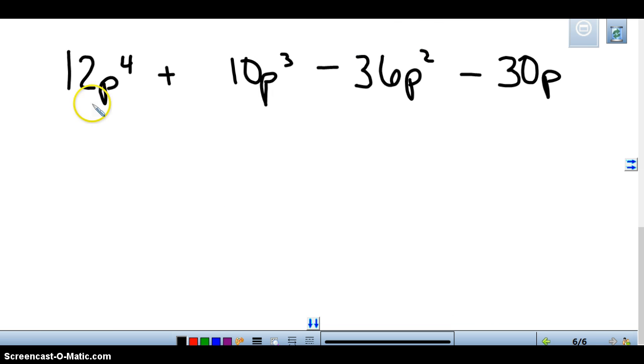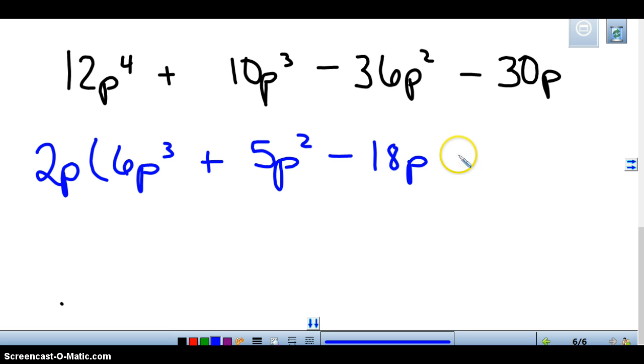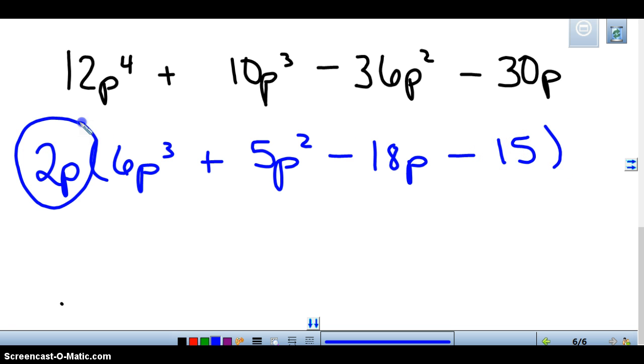So if we have to factor completely, we have to look at the coefficients, and the greatest common factor is 2. 2p, yes. 12p to the fourth power divided by 2p is 6p cubed. Okay, 10p cubed divided by 2p is 5p squared. 36p squared divided by 2p is 18p, and 30p divided by 2p is 15. So we factored out 2p already.